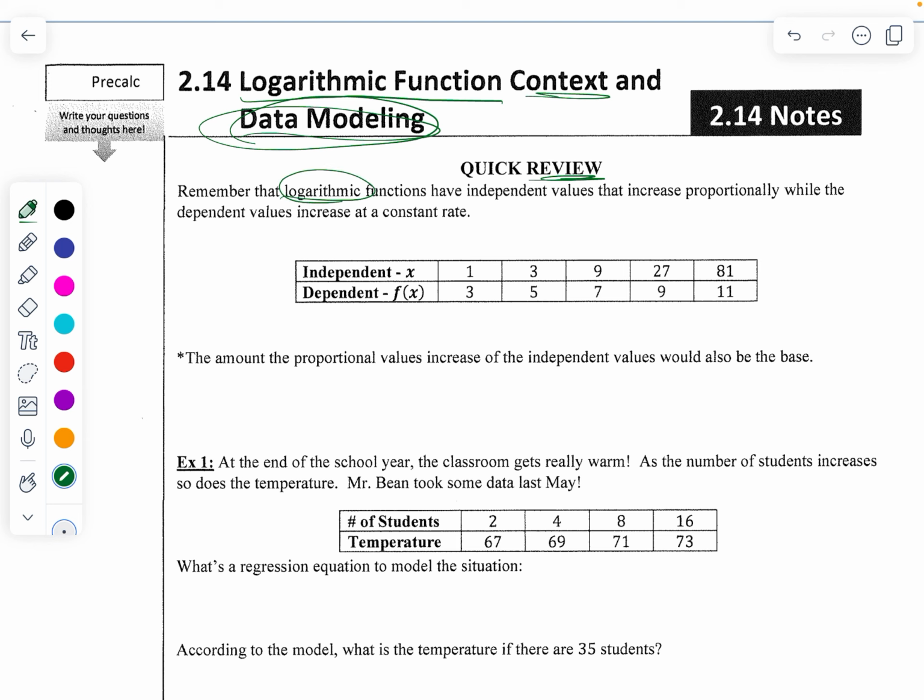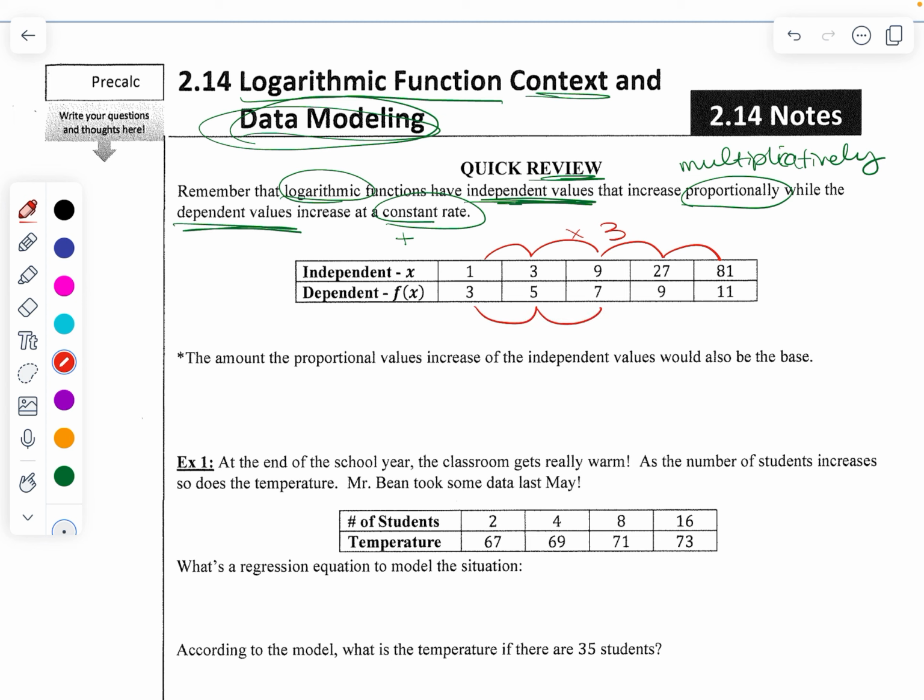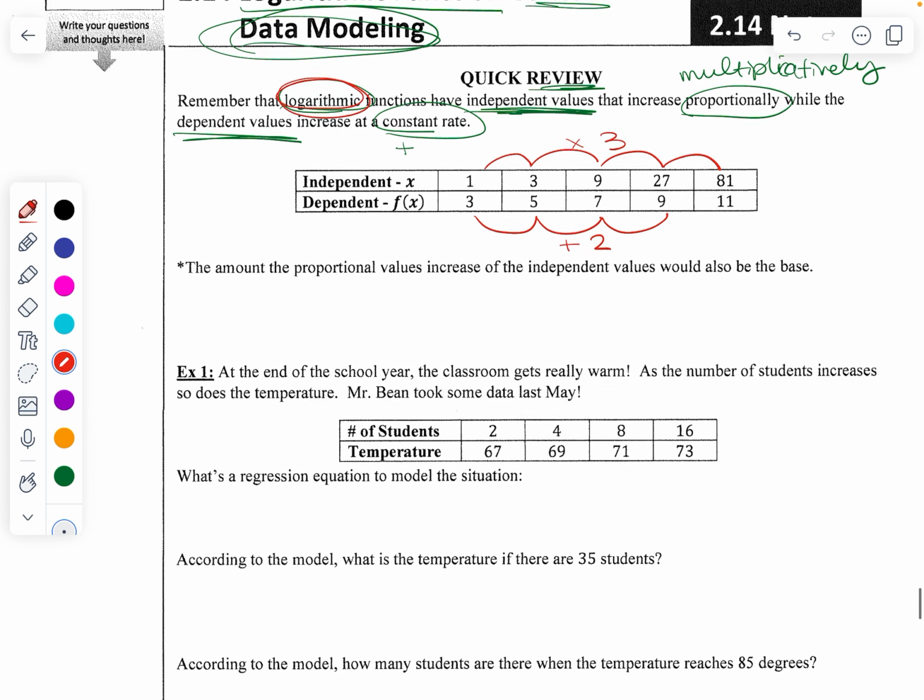Remember that logarithmic functions have independent values, or the x value, that increase proportionally. The word that we've used before is multiplicatively, while the dependent values increase at a constant rate, or they're constantly adding the same number. For example, in the independent value, I can see that we're multiplying by 3 every time, whereas the dependent value, or the y value, is adding 2 every time. This is kind of the textbook case of a logarithmic relationship.